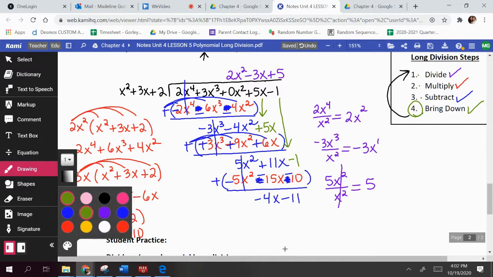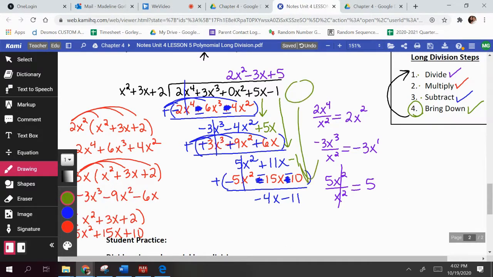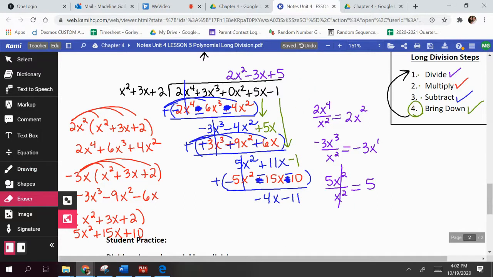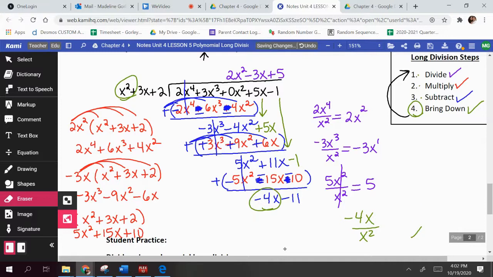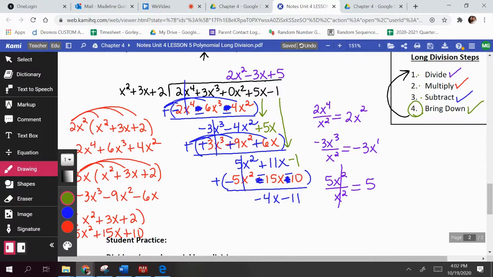Bring it on down. Well, there's really nothing left to bring down, so I'm kind of stuck. And also, do you see how the degree of the remainder is less than the degree of the divisor, right? If I tried to do negative 4x divided by x squared, I'd end up with a fraction. So that's how I know to stop, is when the degree of the remainder is less than the degree of the divisor, and there's nothing left to bring down.